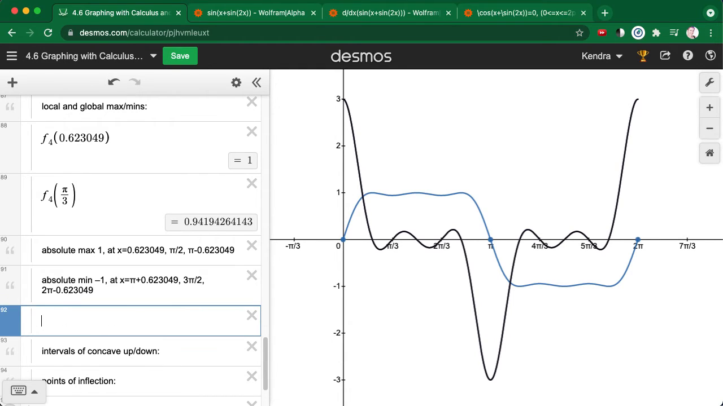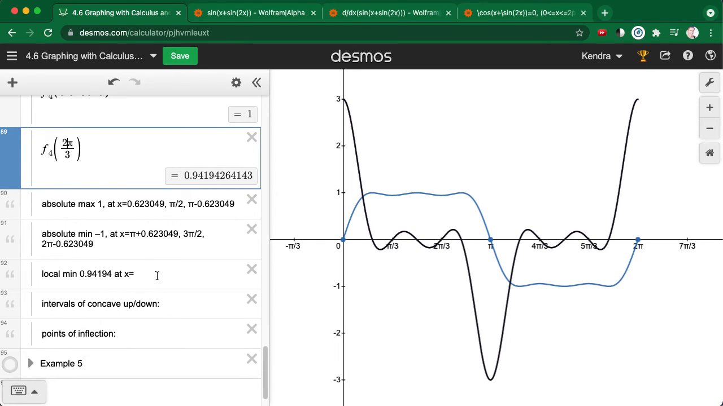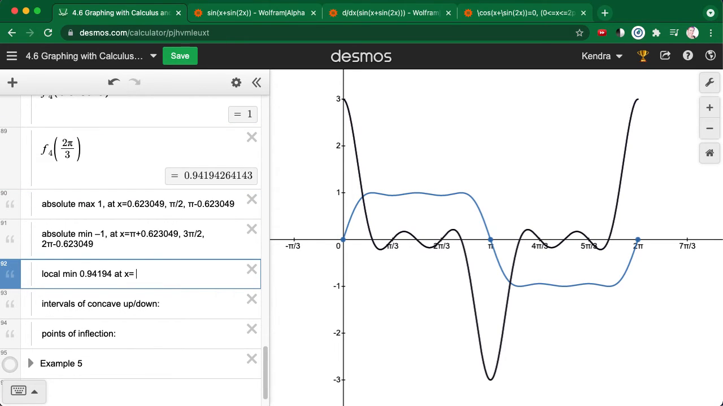And we have some, let's see, local minimum value is going to be 0.94194 at x equals, and I believe that this is going to be the same number at x equals 2 pi over 3 because there's so much symmetry here. At x equals pi over 3 and 2 pi over 3. And then flipping those are going to be local maximums on the other side of pi.